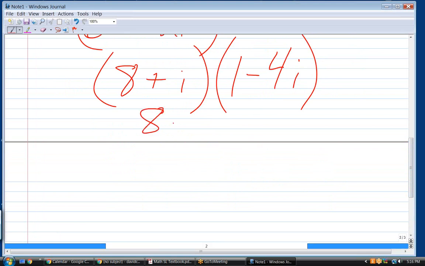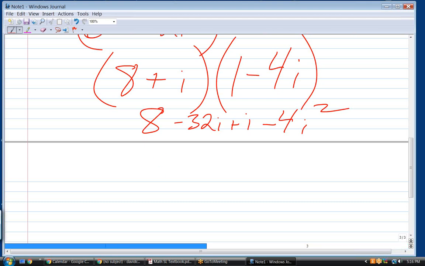That would be 8 minus 32i plus i minus 4i squared. Simplify. And the i squared would become negative 1, so it would be 4. So 8 plus 4, which is 12, minus 32i plus i, or minus 31i. And that's the answer.